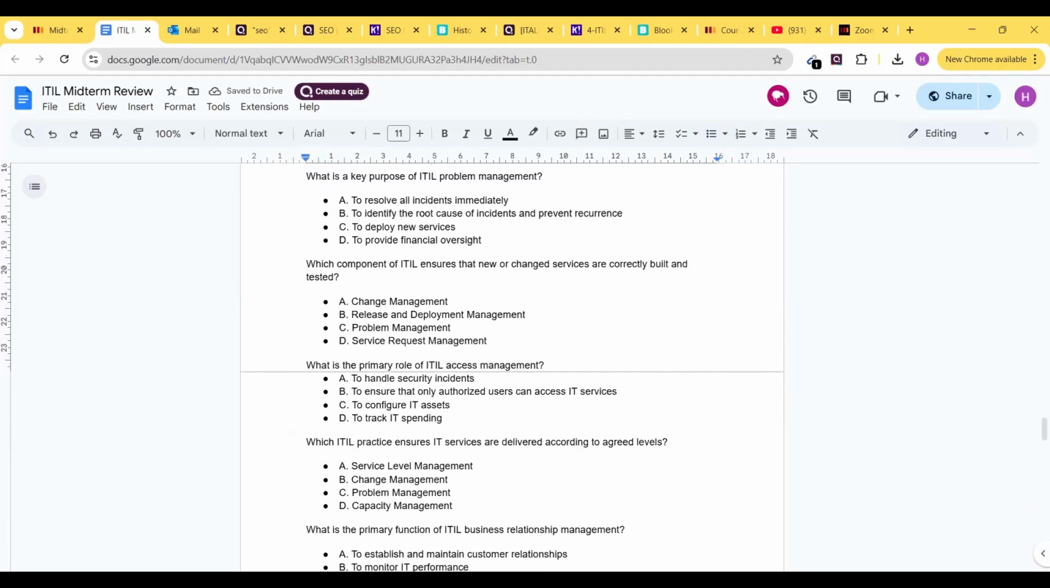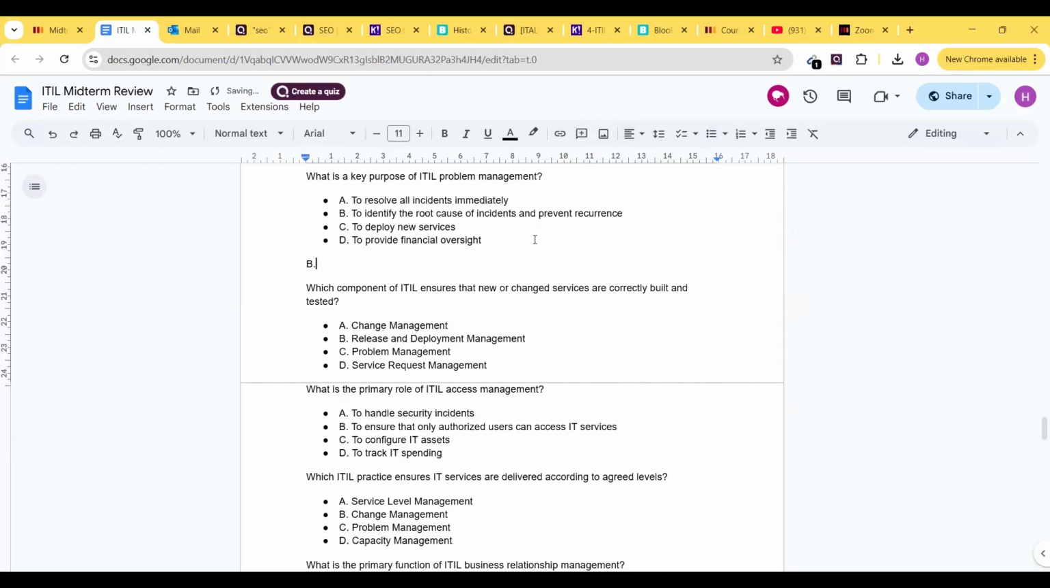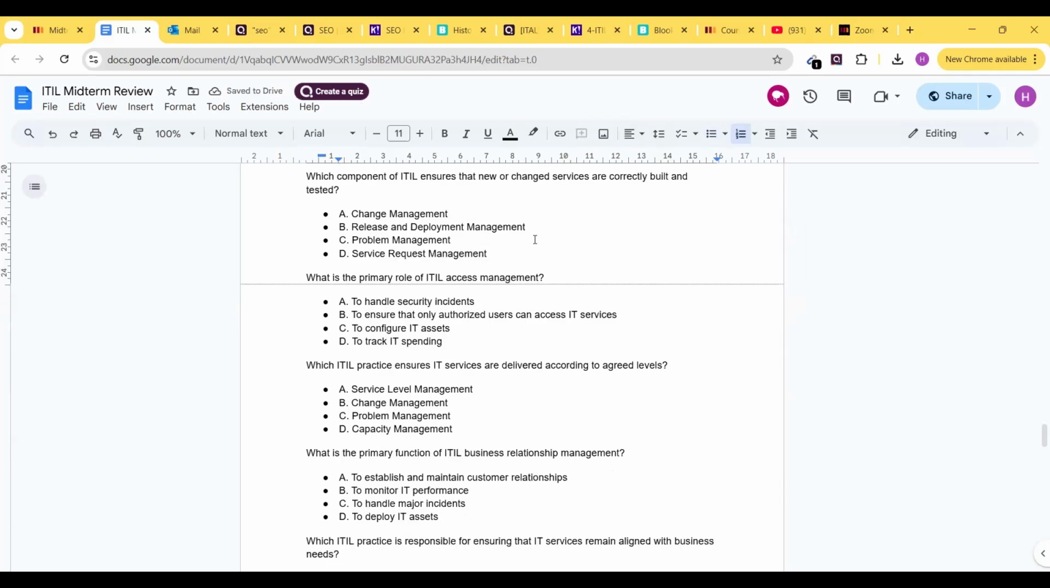What is the key purpose of ITIL problem management? So yeah, to identify the root cause of incidents and prevent recurrence. Yes. So which component of ITIL ensures that new or changed services are correctly built and tested? Yes, B is correct. Yes.